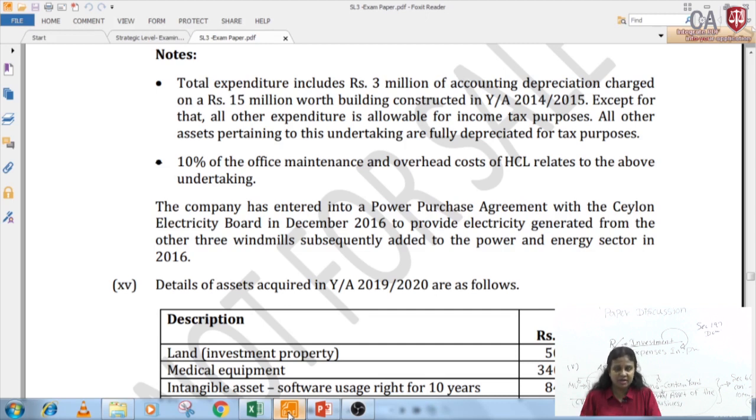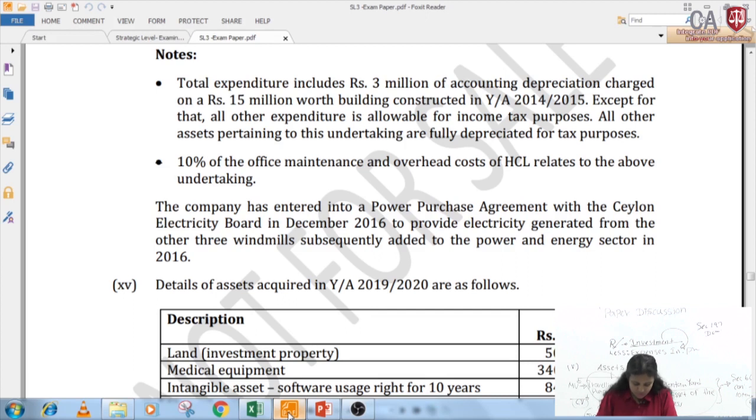Don't do that. Read the information carefully. On which date has HCL entered into the agreement? It's December 2016. According to the provision, Lamai, to take the reduced tax rate of 14%, what is the date you should enter? It is the agreement entered on or before 10th November 2016 with the Ceylon Electricity Board.